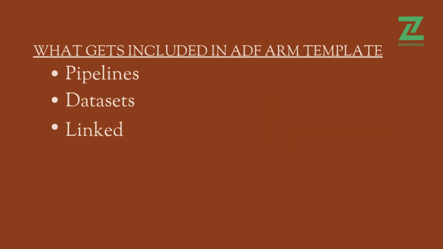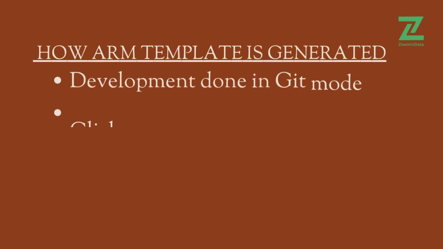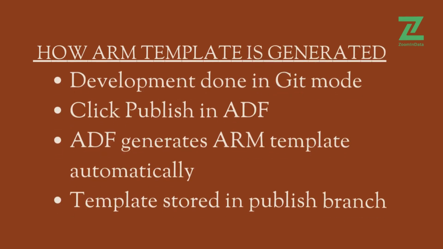When Azure Data Factory generates an ARM template, it includes pipelines, datasets, linked services, triggers, integration runtimes, and global parameters. All factory-level components are packaged into a deployable template. ARM templates are generated when development is done in Git mode. When you click Publish in Azure Data Factory, ADF automatically generates the ARM template. The template is stored in the Publish branch of the repository.